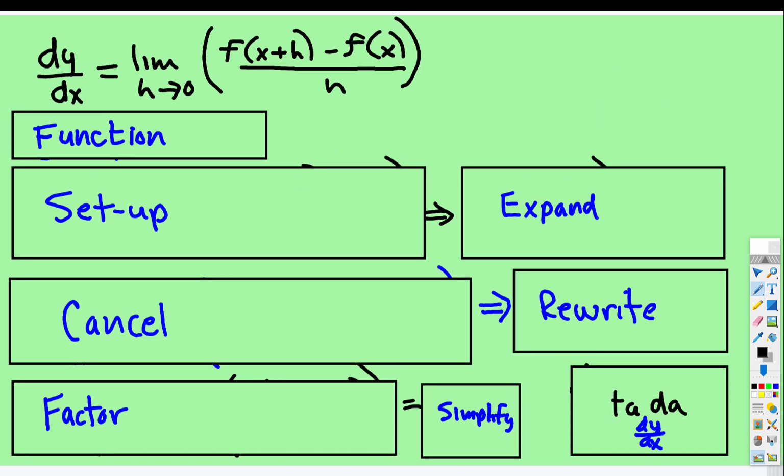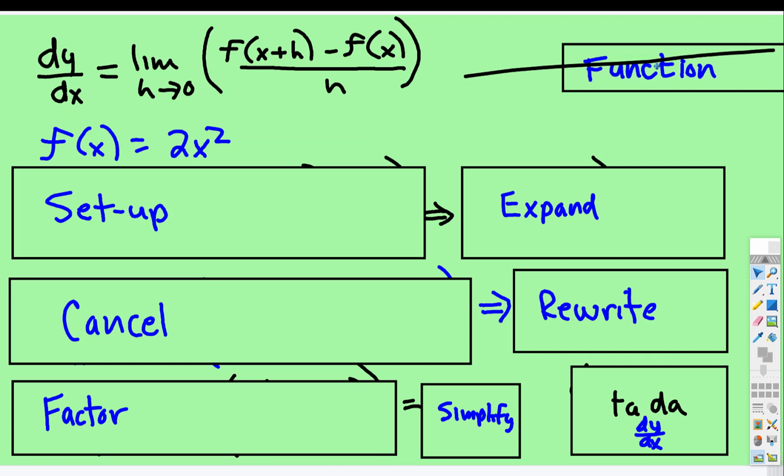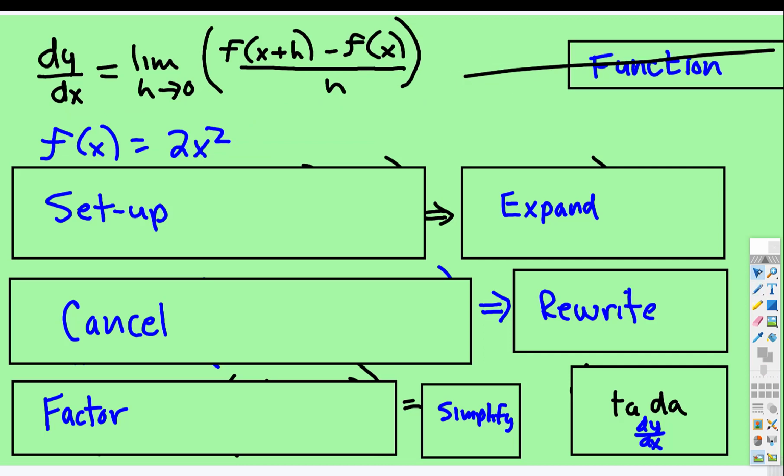So for example, if we're given this function, 2x squared, we're going to plug that 2x squared into the difference quotient, and we're going to use the limit process.